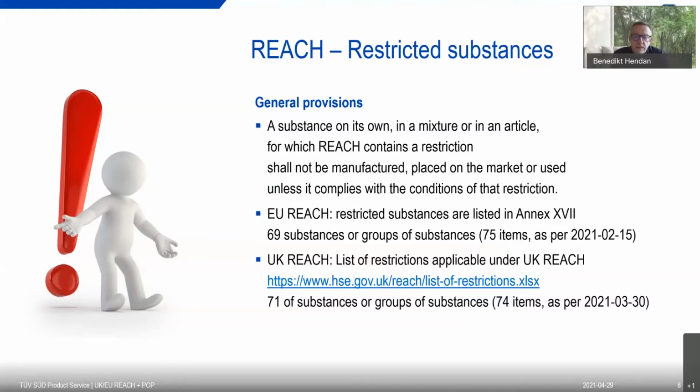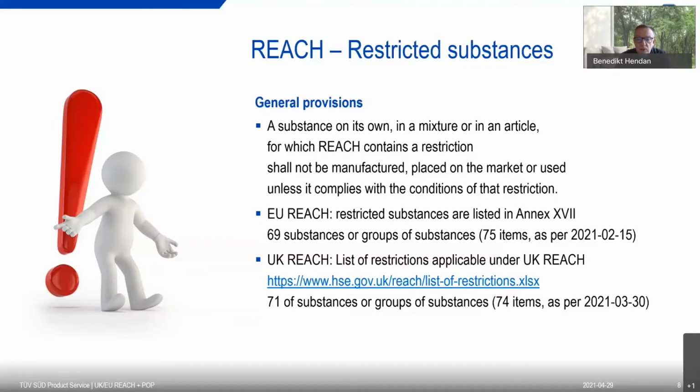You may know that in the EU REACH, we have Annex 17, and Annex 17 contains the restricted substances. It gives information on which substances are restricted, in what kind of materials, mixtures, or articles, and the legal limits. Currently, EU REACH contains 69 substances or groups of substances that are restricted. When you have a look into REACH Annex 17, you will see that there are 75 items, but 6 of them have been deleted because some have been shifted to other regulations and are no longer subject to the EU REACH.